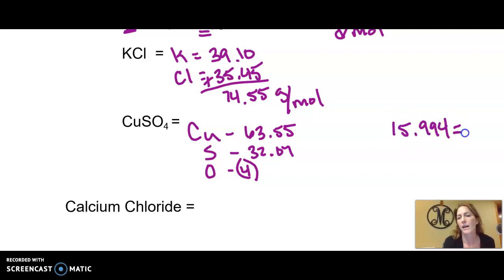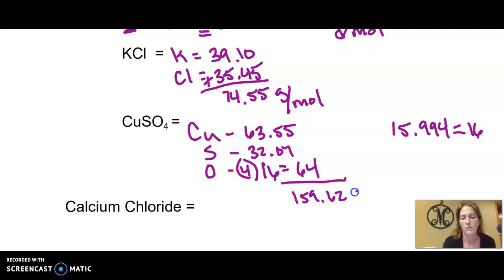And we're going to round that to 16. So from here on out, for oxygen, we're going to use 16. So I have a little side problem. 4 times 16 is 64. So now I'm going to add up these 3 masses: 63.55 plus 32.07, plus I had a total of 64 for my oxygen. You should get 159.62 grams in every mole of copper sulfate.